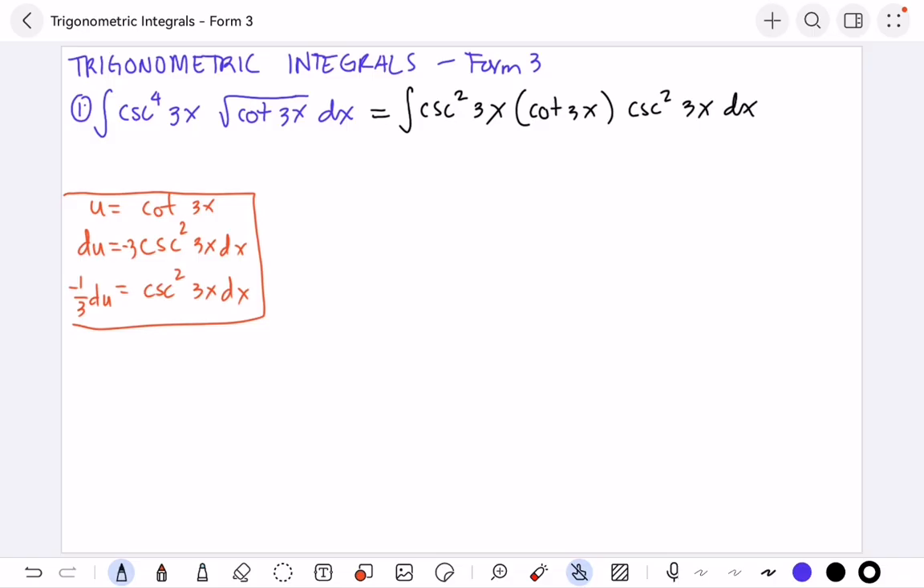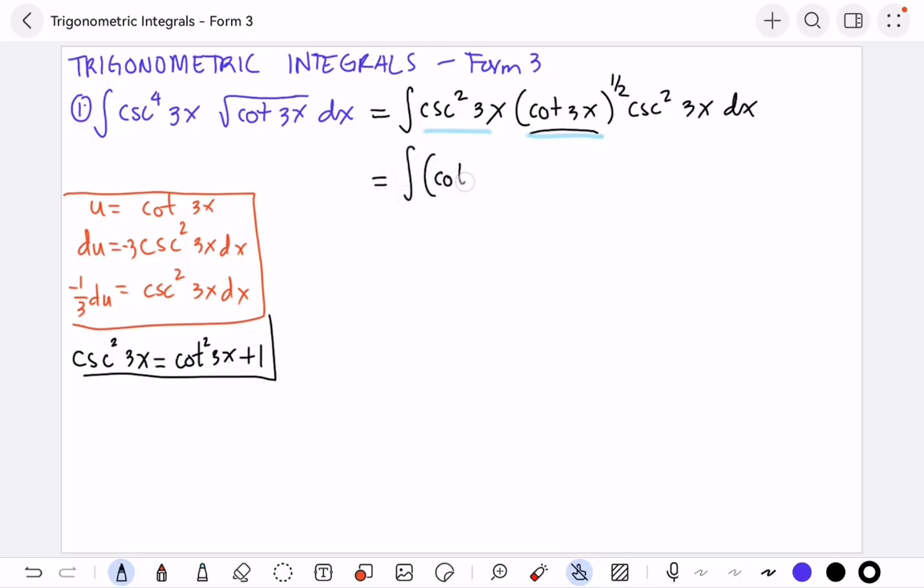Now, another thing, to proceed with this strategy, I have to write everything else in terms of cotangent. So as you observe, I'll just copy this. Sorry, this has a 1/2 here. I'll just copy this. This one, I need to change in terms of cotangent, and we have a formula for that. From the Pythagorean identity, cosecant square 3x is equal to cotangent square 3x plus 1. Okay.